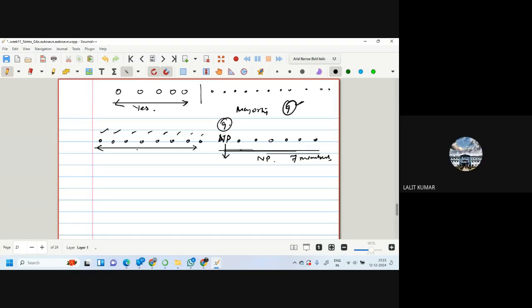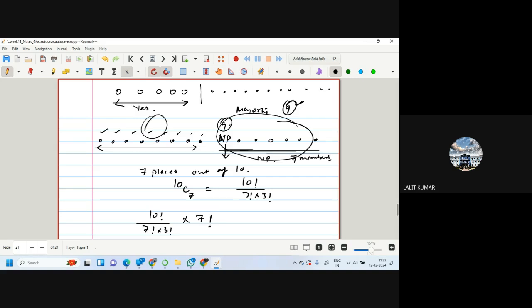और इसको हम कैसे कर सकते हैं? Now, these 7 members, how can they be chosen? They are non-permanent members, so this is 7 places out of 10. So 10C7 is equal to 10 factorial divided by 7 factorial into 3 factorial. Now, once these 7 members have been identified, they can be arranged in 7 factorial ways. And these 8 members which are there can be arranged in 8 factorial ways. So this is the total combination.